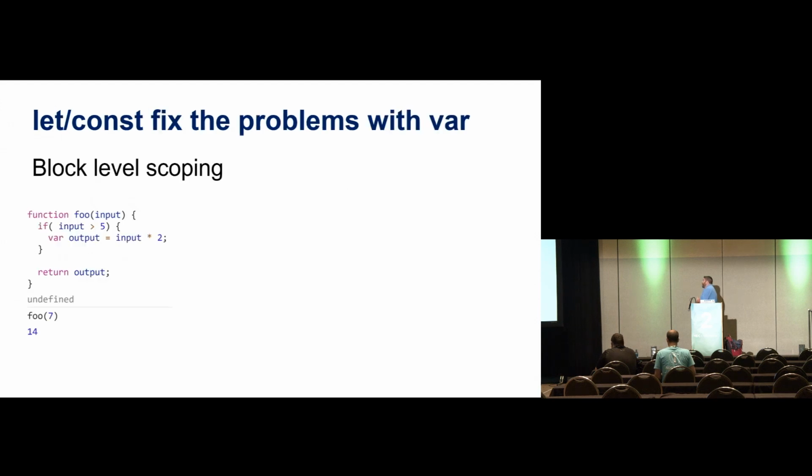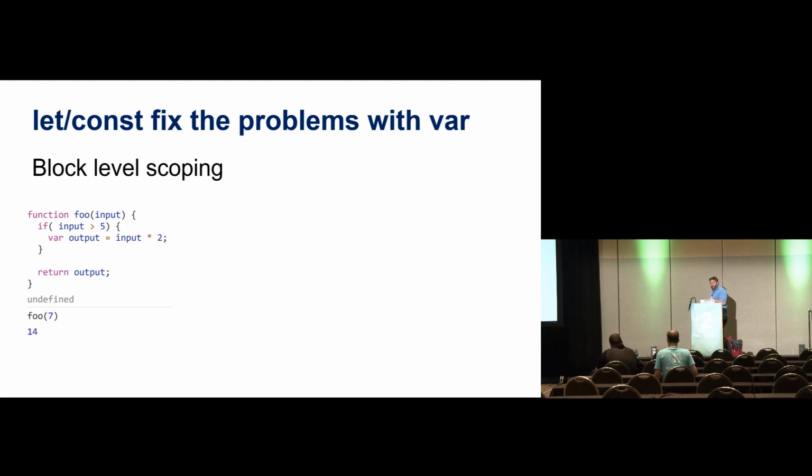Thankfully, with ES 2015, we got some new stuff. We got let and const. These are keywords that work with and to declare variables using block level scoping, which means that if you have a pair of curly braces and you declare a variable inside of them, that variable will not exist outside of those curly braces. Let's look at how this can help solve problems that var has.